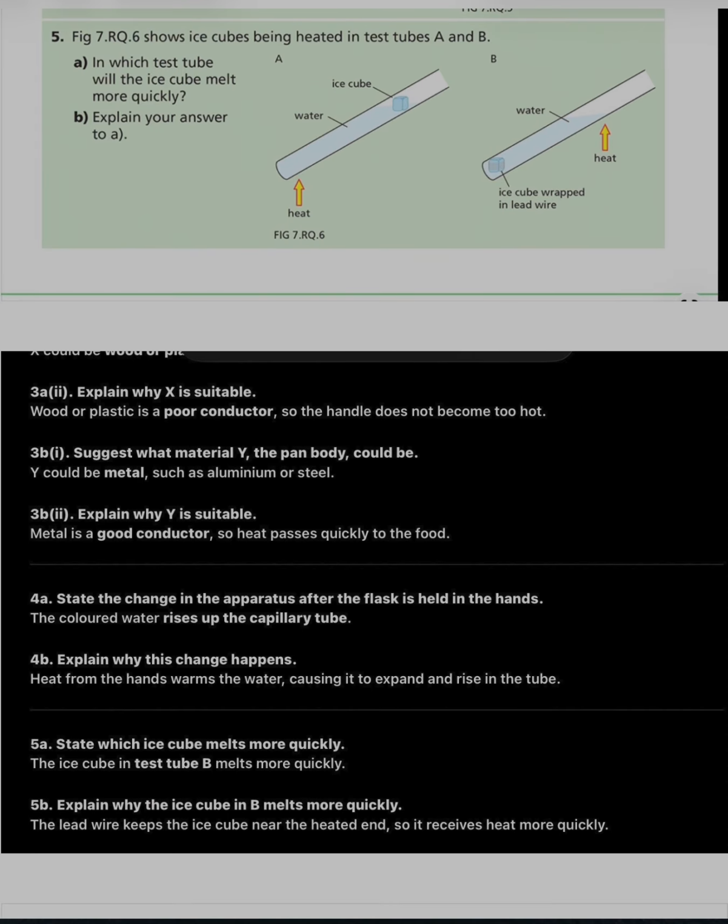5A. State which ice cube melts more quickly. The ice cube in test tube B melts more quickly. 5B. Explain why the ice cube in B melts more quickly. The lead wire keeps the ice cube near the heated end, so it receives heat more quickly.